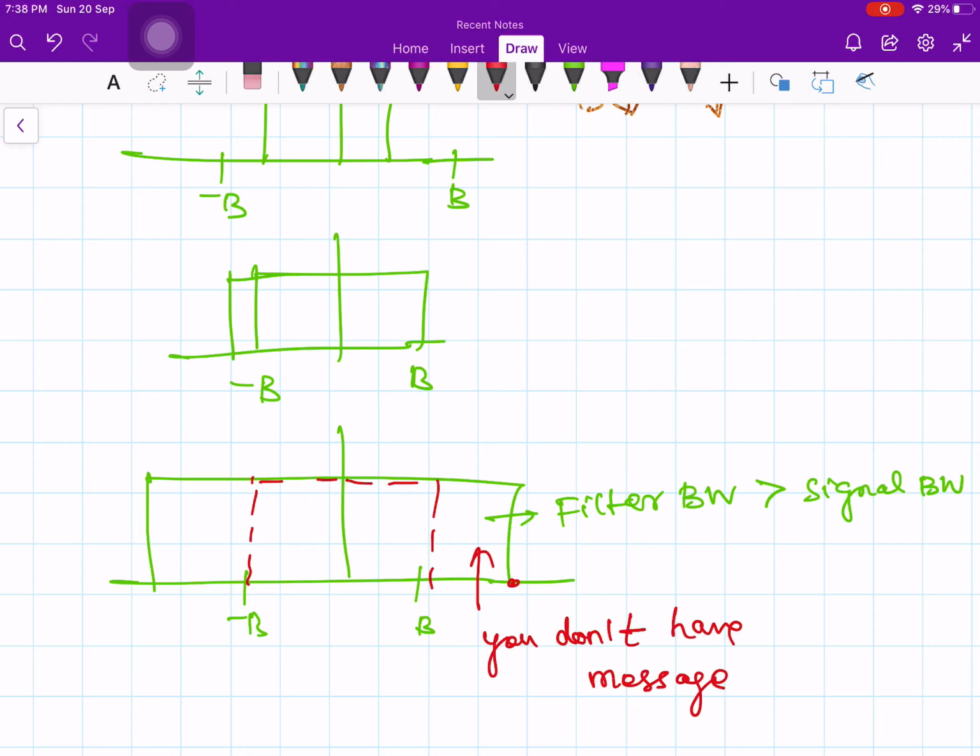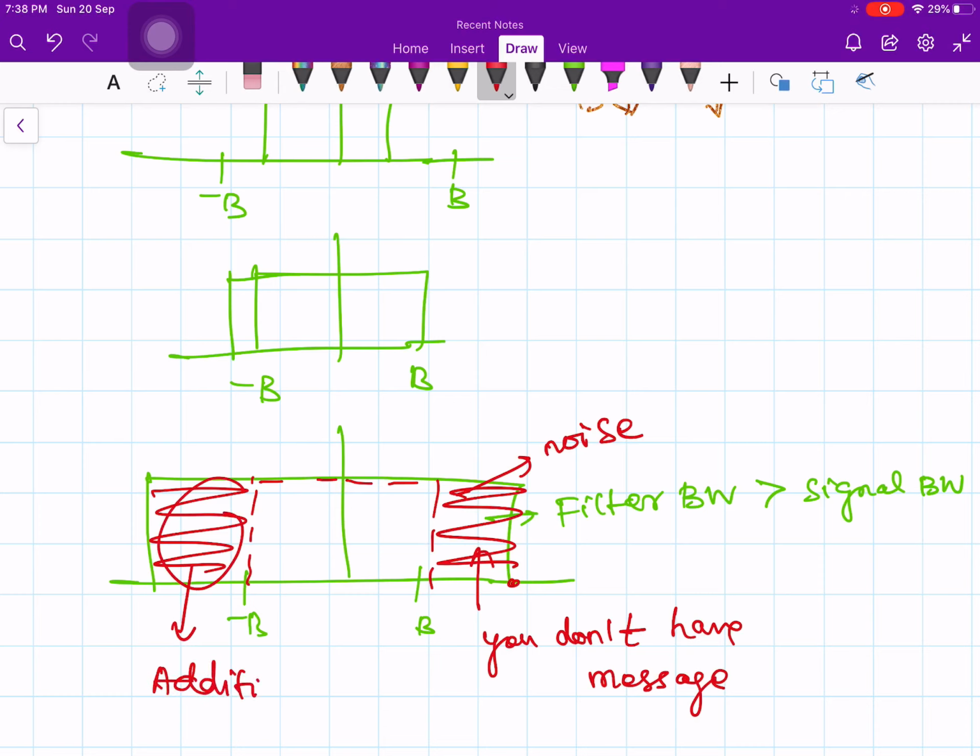If you choose like that, then what will happen? The noise component will come inside. So this is my noise component. In this area, my noise power. After all, noise power is the area, right? So this area indicates additional noise power. That means indirectly you are allowing more amount of noise.